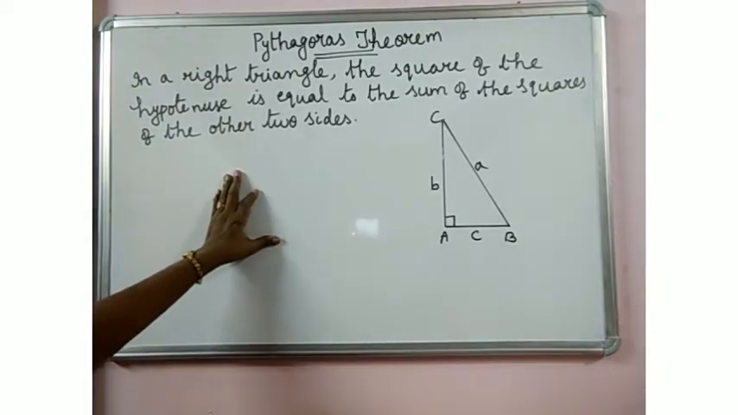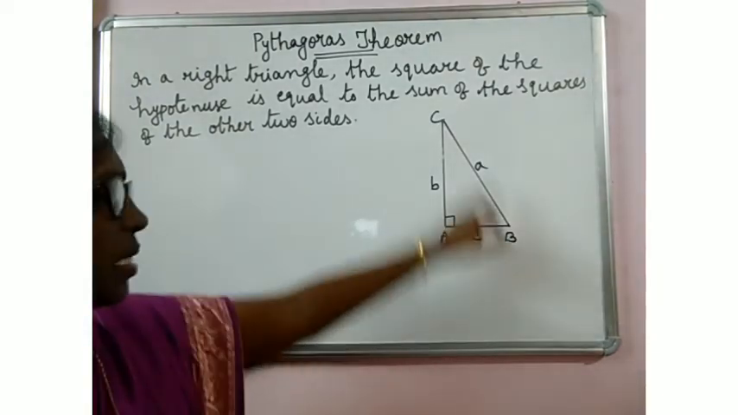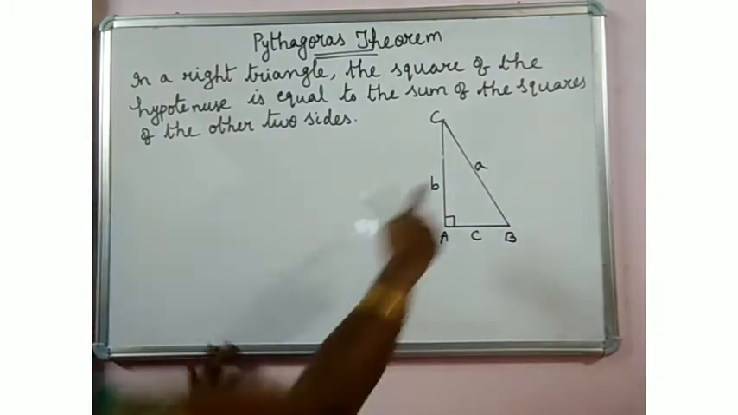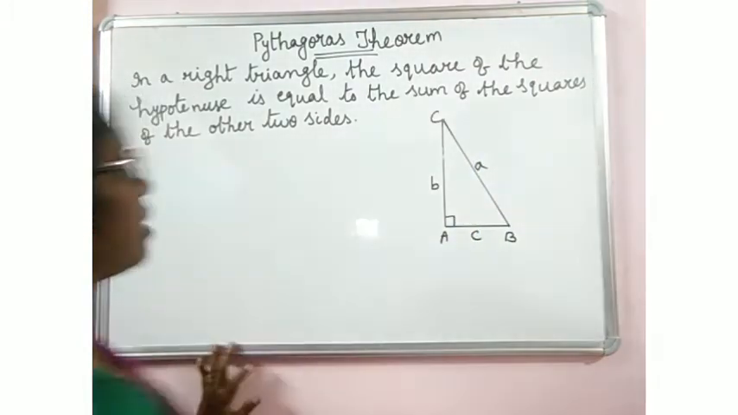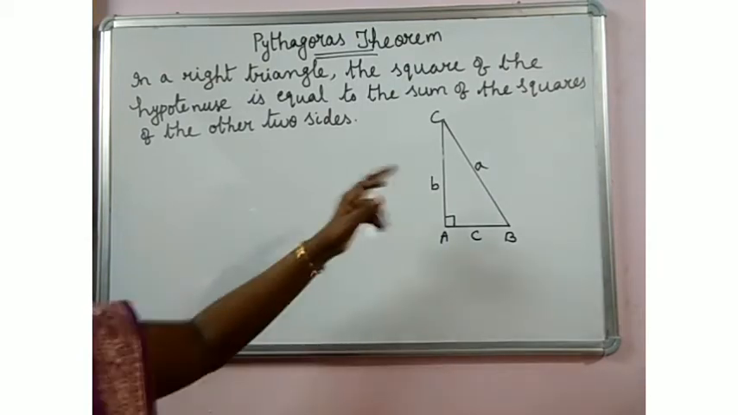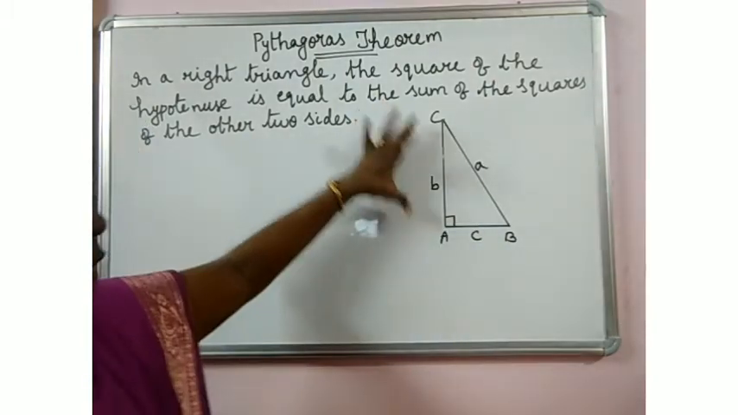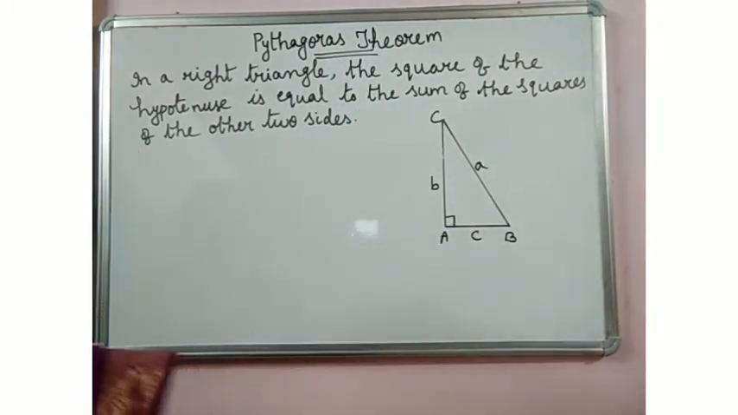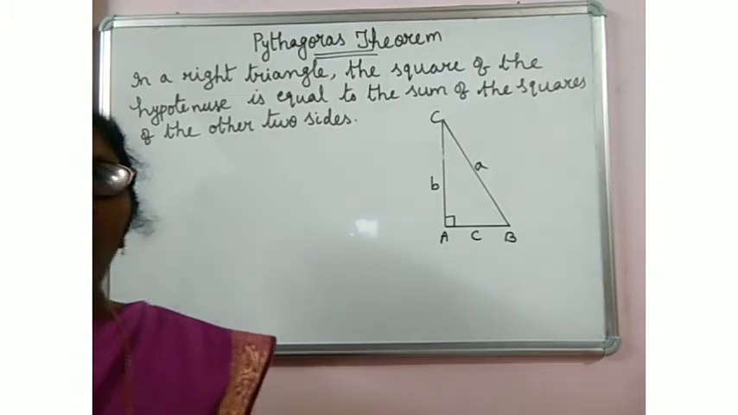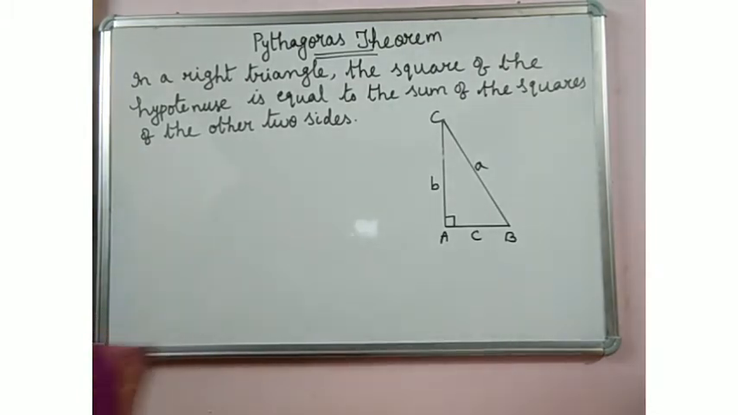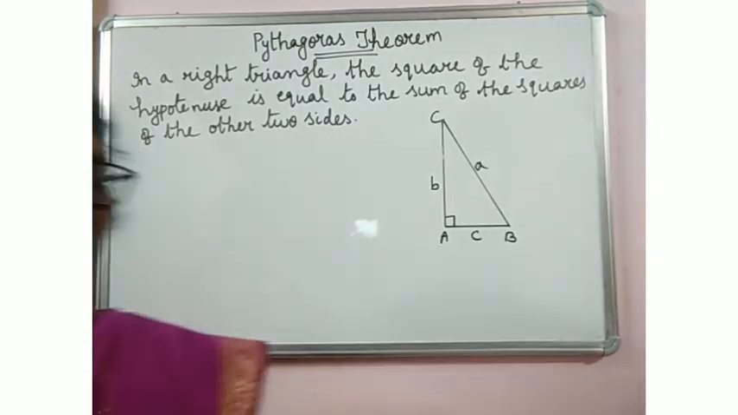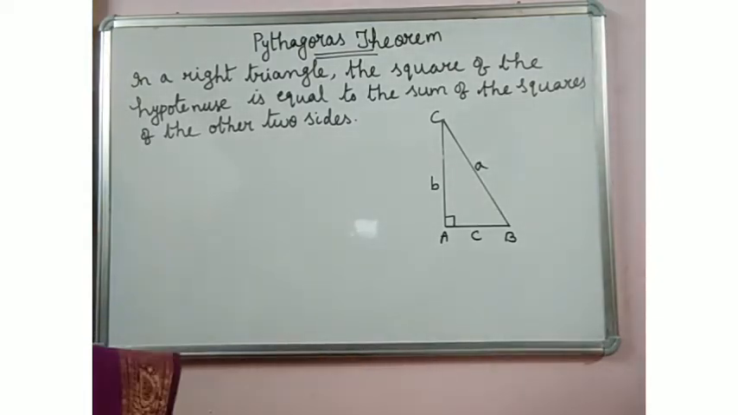So what does the theorem mean? In a right angled triangle, the square of the hypotenuse, that means BC square, is equal to the sum of the squares of the other two sides, that means BC square is equal to AC square plus AB square. That is the theorem. How to prove it? Let me explain. Whatever the proof, we have to write what is given and what to prove. If there is some construction step, the exact proof steps come after that.